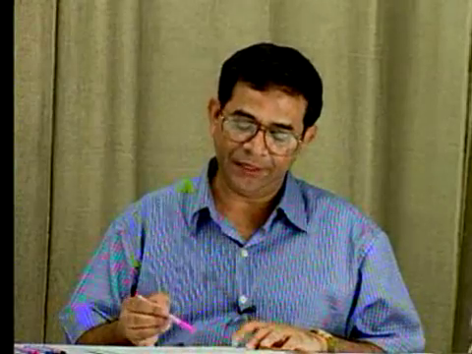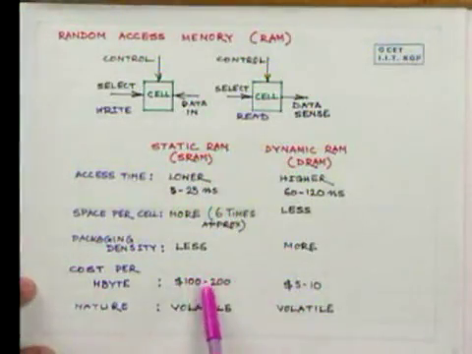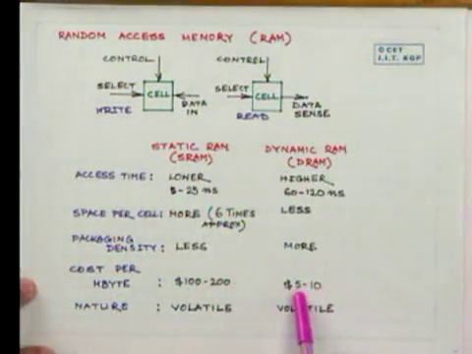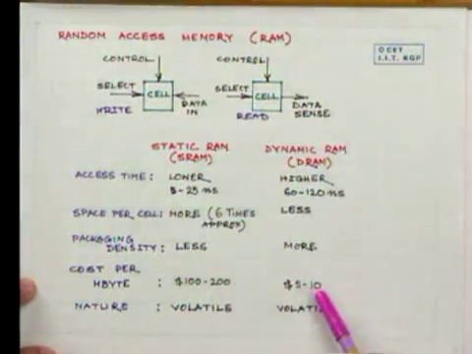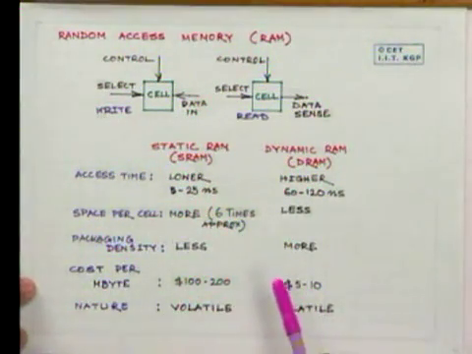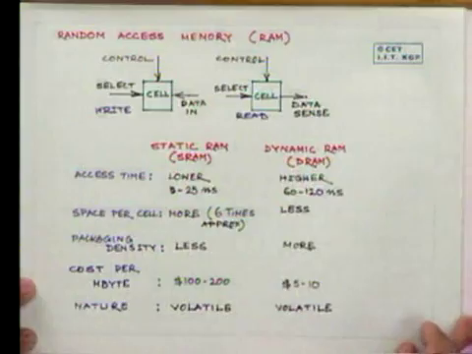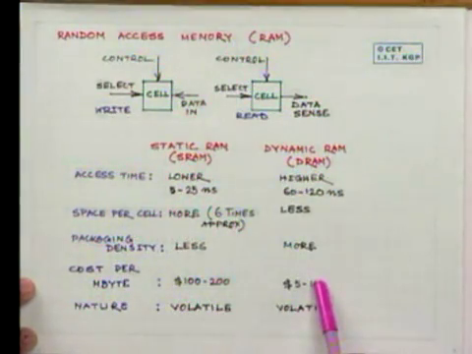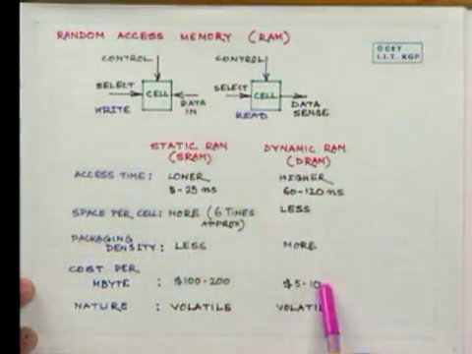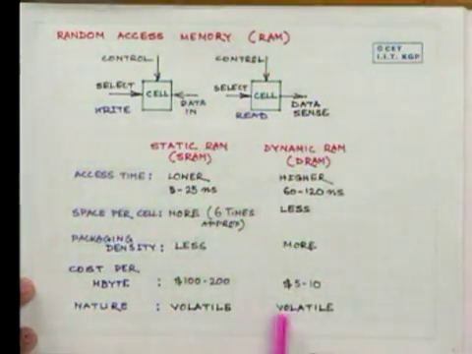Cost per megabyte as it stands now is approximately $100 to $200 for static RAM, and $5 to $10 in the case of dynamic RAM, and therefore you can see that cost is much less in the case of dynamic RAM. Therefore, if you have to utilize a huge amount of memory, naturally people will use dynamic RAM. Nature-wise, both of them are volatile.